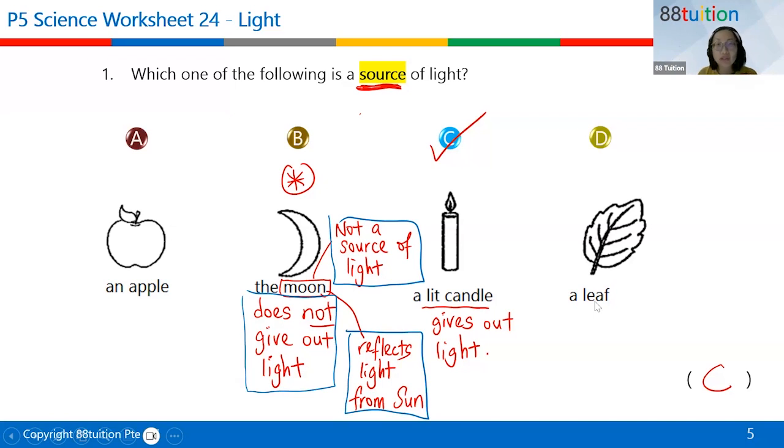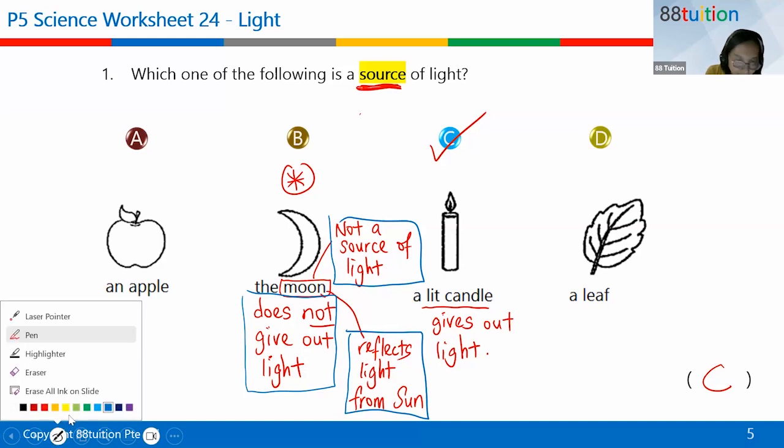All right, any questions so far? So don't get tricked. Actually, another one: do you know what teachers love to set for exams? They always like to set the moon. Then there's one more, another one is source of heat. That one is under heat. Do you think a jacket is a source of heat? Can you all type into the chat?